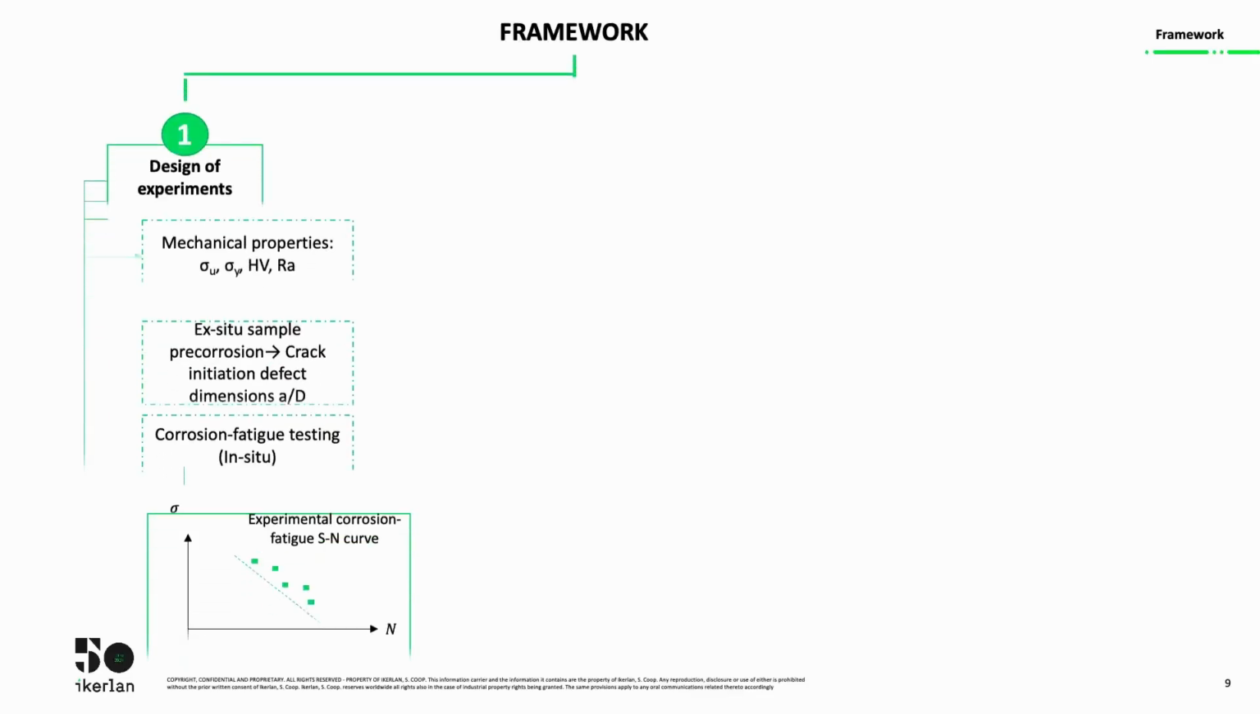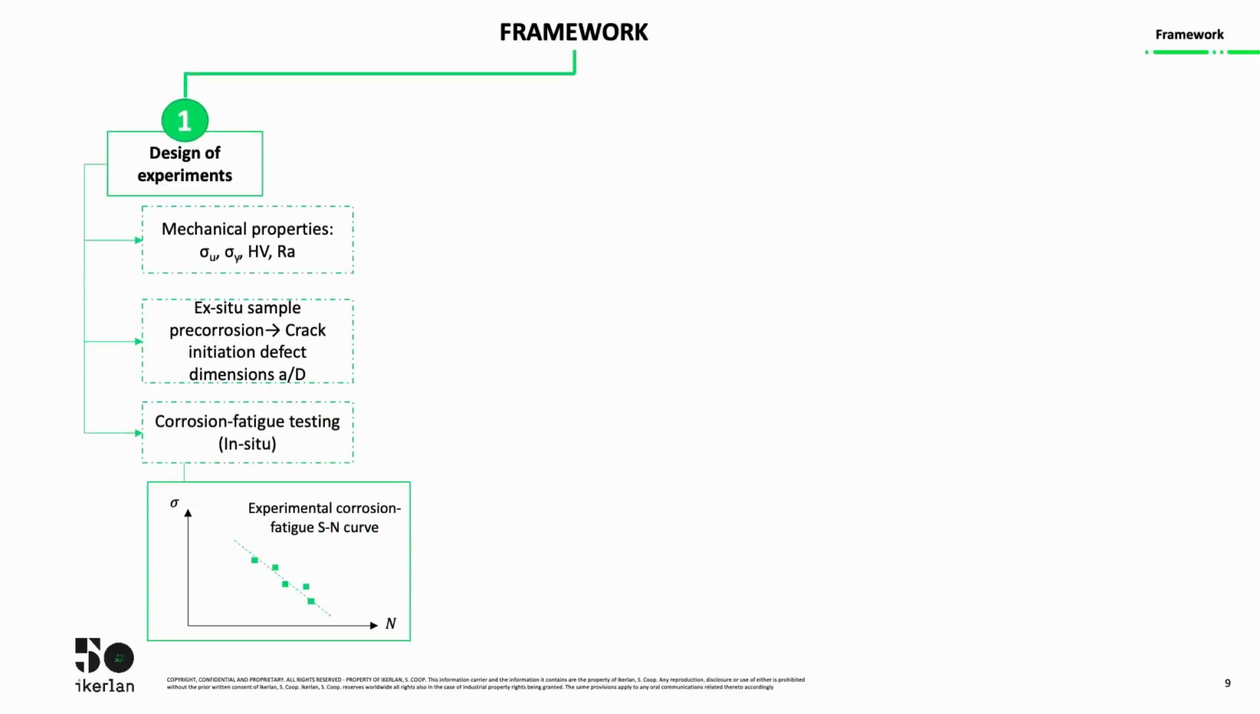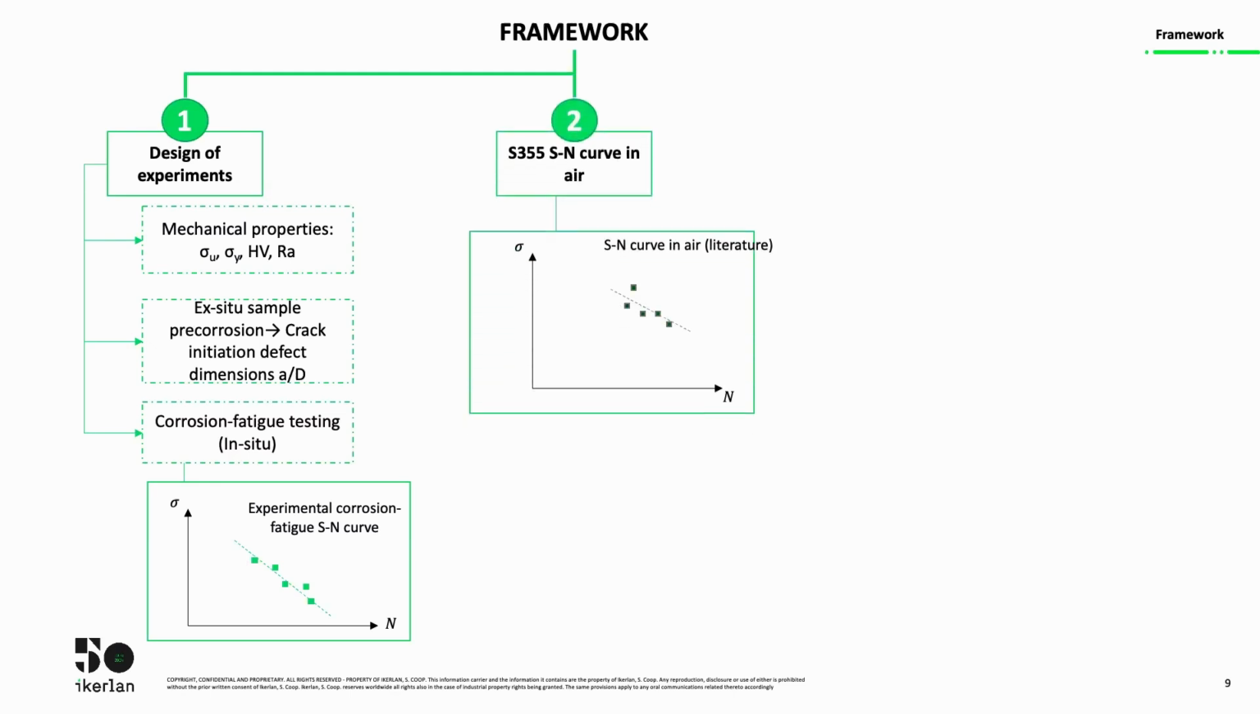The framework in this study consisted of 3 different stages. The first one considered the experimental testing in order to characterize the mechanical properties of the material, the pit size, and to obtain an experimental corrosion fatigue SN curve. The second stage consisted in the selection of a SN curve in air from literature.